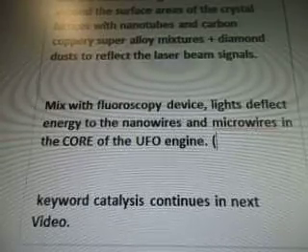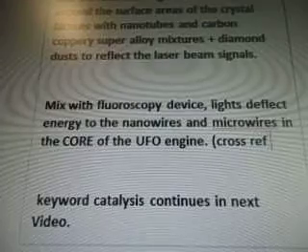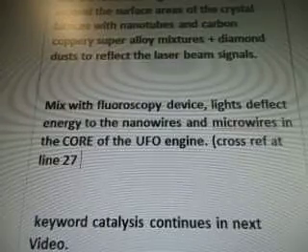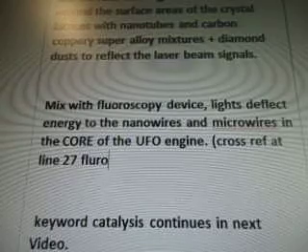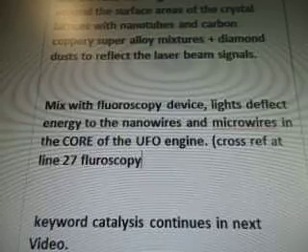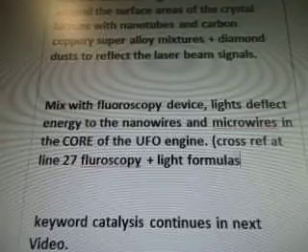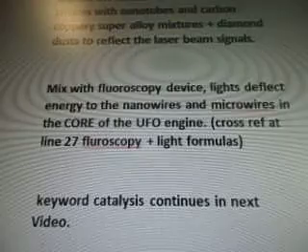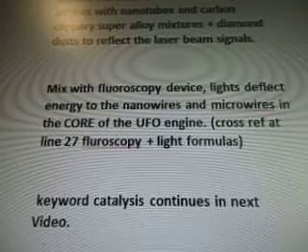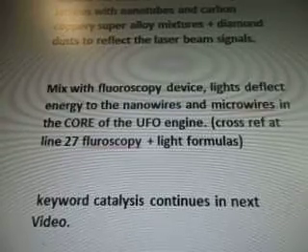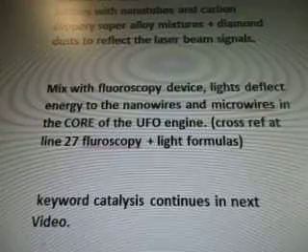And you know what? I forgot to put cross-reference at line 27, and we're going to look for fluoroscopy plus light. I want all the light formulas. Okay, so we can find those. And then the keyword catalyst will be continuing in probably the next several videos. It's quite extensive. So thanks for watching.